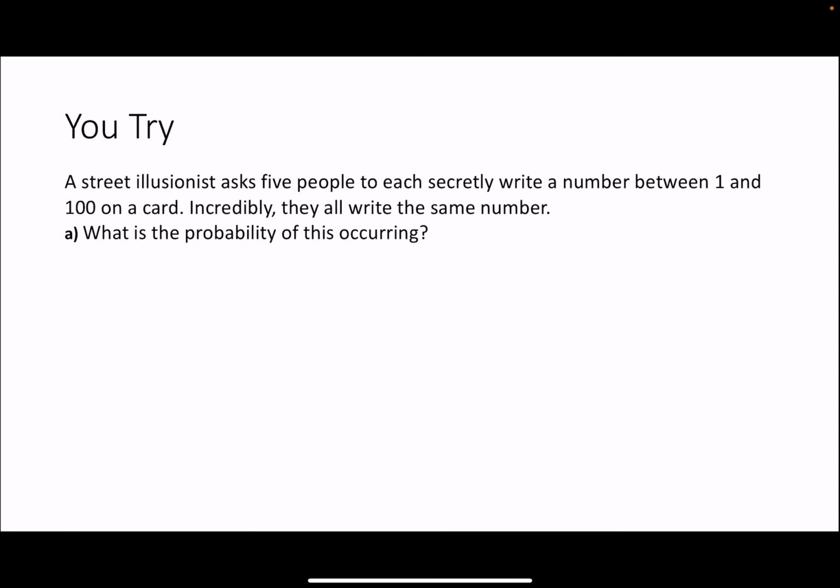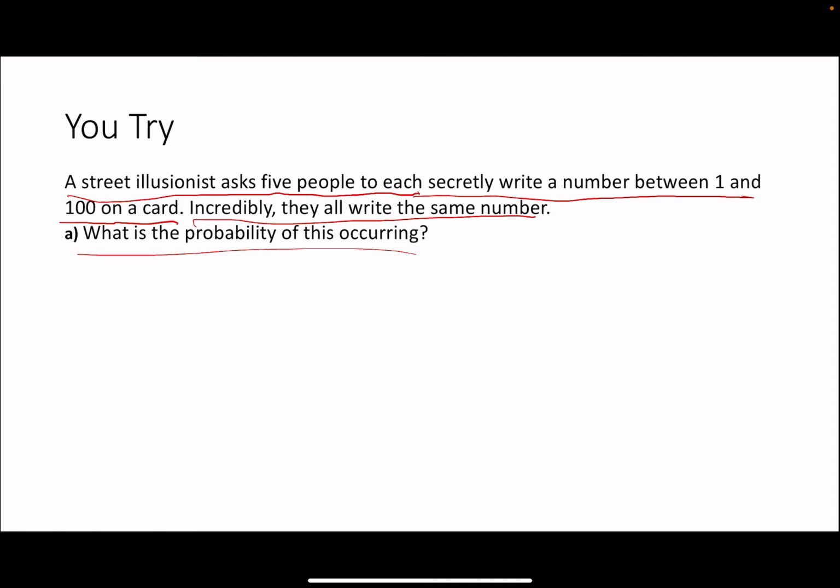I want you to try this one, as usual. You can pause it and come back, and then look at the answer. A street illusionist asked 5 people to each secretly write a number between 1 and 100 on a card. Now, incredibly, they all write the same number. What is the probability of this occurring?